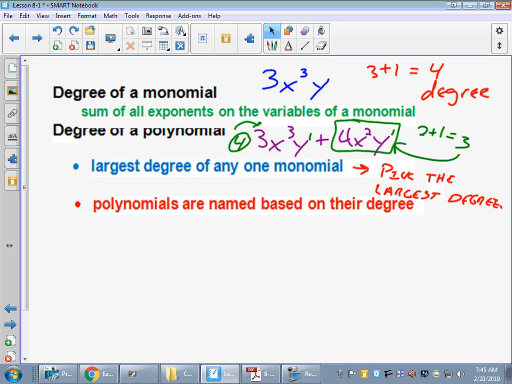So in this case, with monomials, you just add them up. With polynomials, to find the degree, you got to add them all up, and then you choose the one that's the largest. In this case, this one here had a degree of 4. This one here had a degree of 3. So the whole polynomial would have a degree of 4.